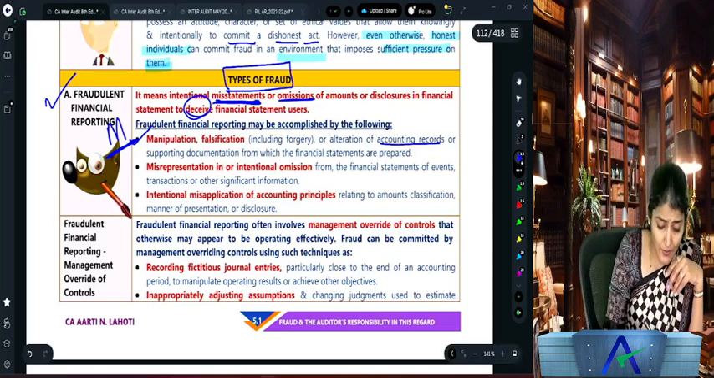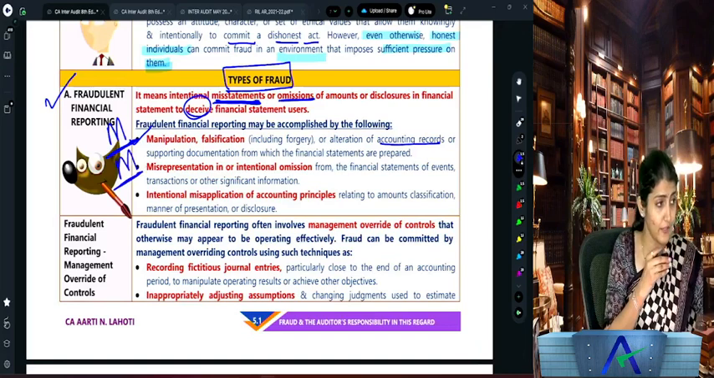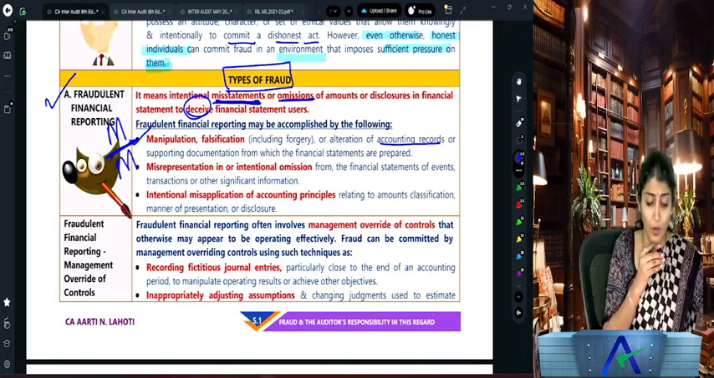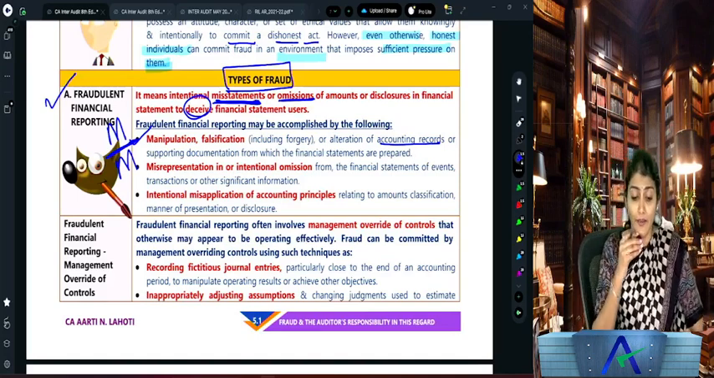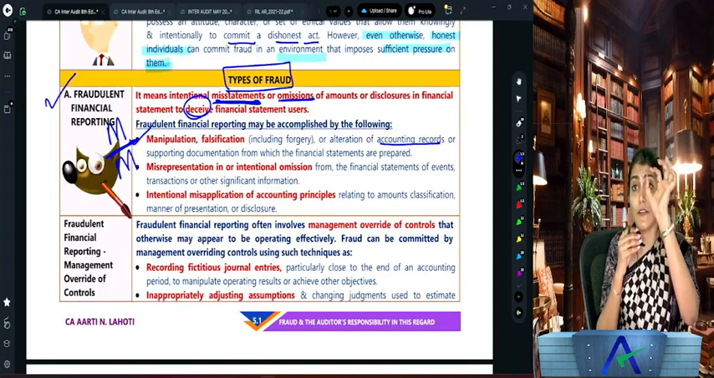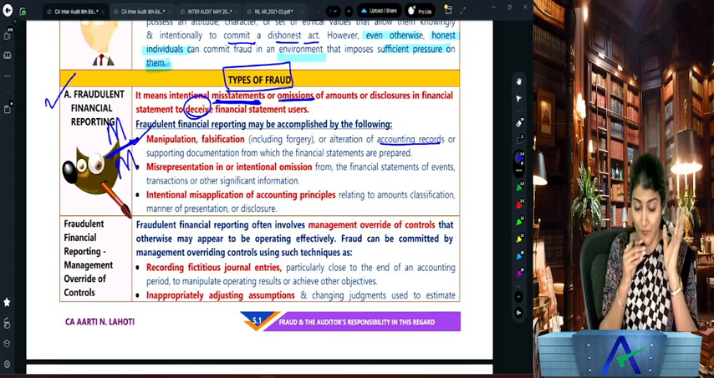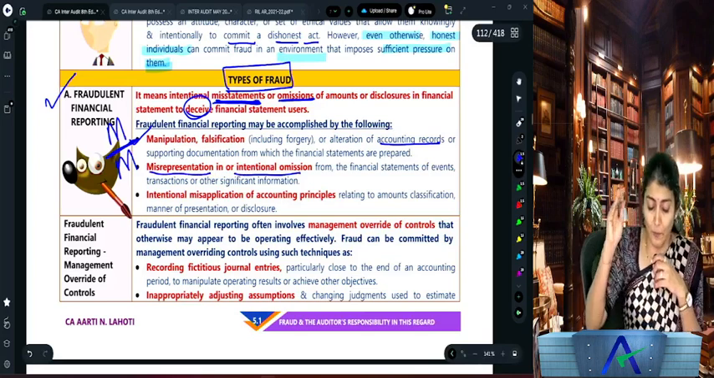Second, you are doing a misrepresentation. Okay, how much is the sales of the company? 100 crore. How much did you record? 10 crore, right? So misrepresentation. Or how much you recorded? Zero. Intentional omission, right? So misrepresentation or the intentional omission.